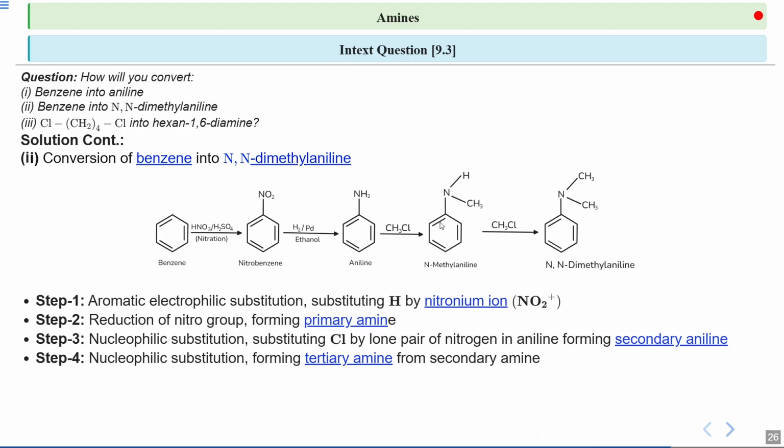And step 4 is another nucleophilic substitution, which converts this secondary amine into a tertiary amine. You will see that each substitution adds another alkyl group on the nitrogen. So here it is N,N-dimethyl-aniline. This nitrogen is connected to 3 carbon atoms, so this is a tertiary amine.